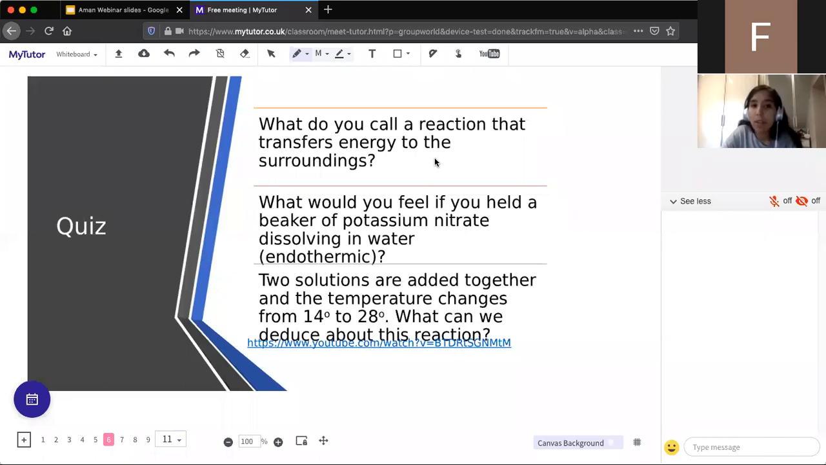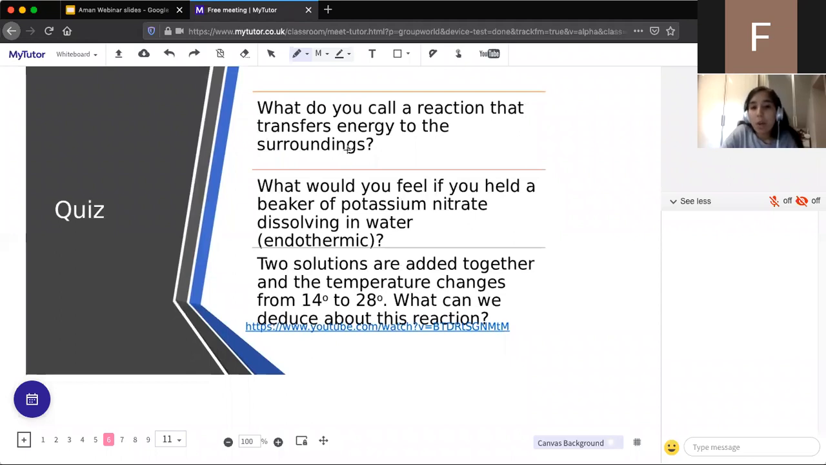Good, exothermic. So remember, exo, exit, it's exothermic reactions. What would you feel if you held a beaker of potassium nitrate dissolving in water? So you're holding a beaker of potassium nitrate, it dissolves in water, and we've been told it's an endothermic reaction. What would you feel? Okay, so we've got a few balanced answers here. So someone's saying colder, someone's saying hotter.